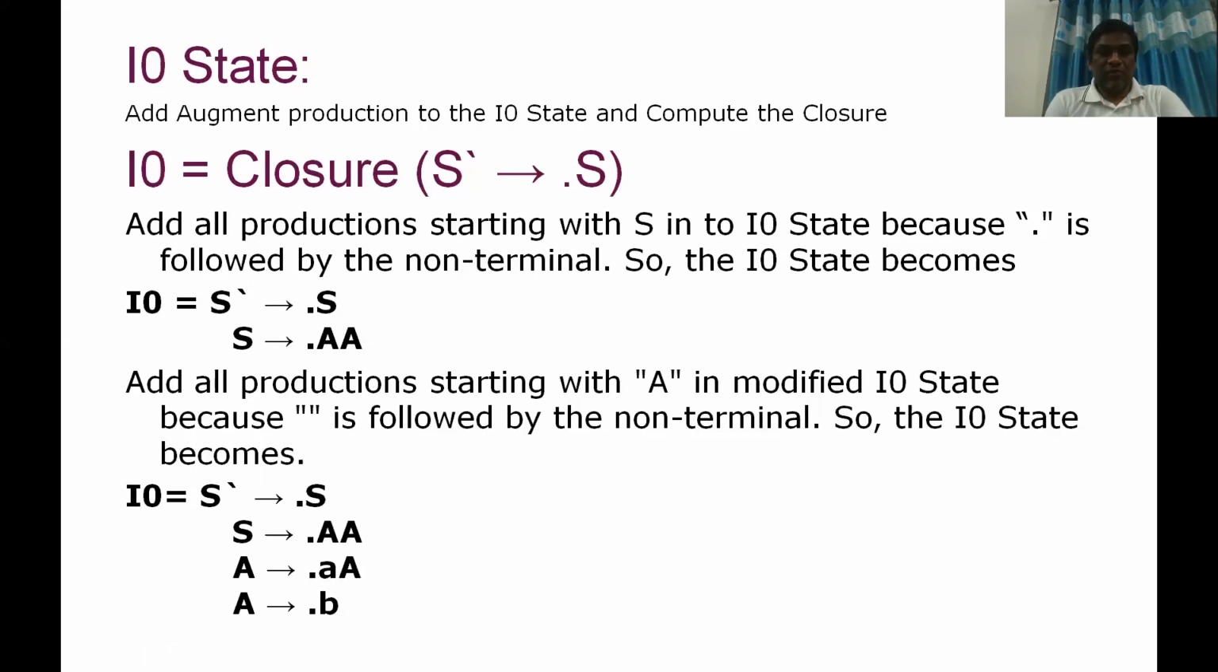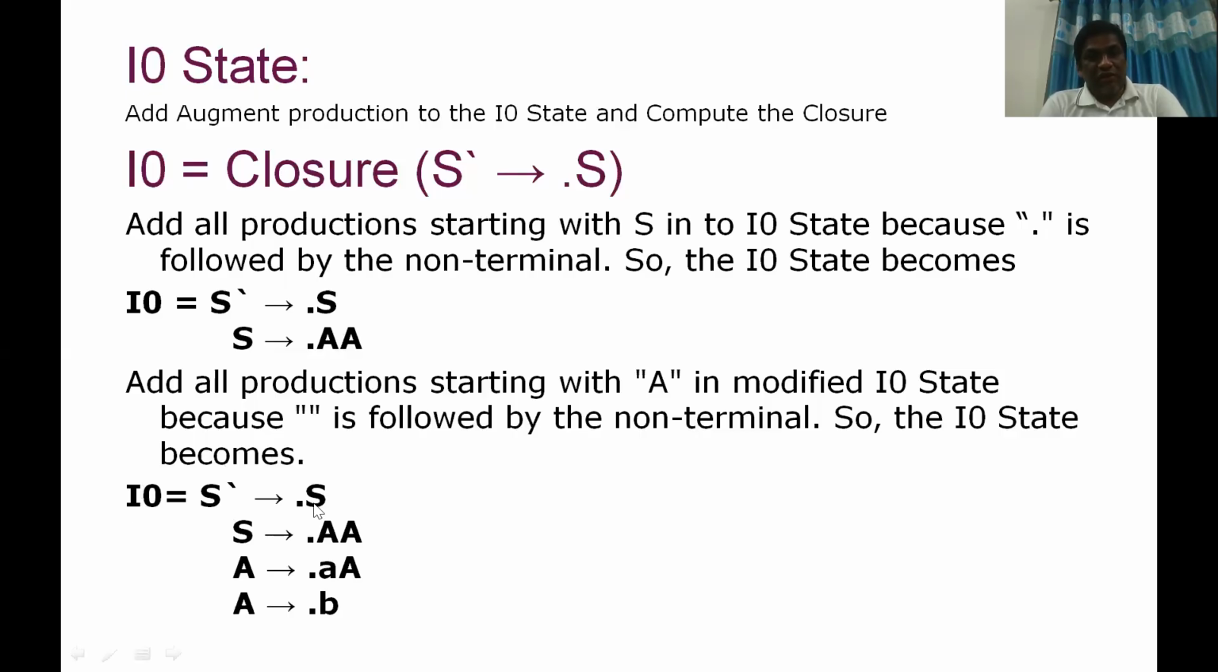Now let us generate the other states also. Once this part is completed, from I0 state we need to look at what happens if S is encountered. That will be I1 state. Then from I0 state, what happens if capital A is observed? That will become I2 state. So I0 on small a, I3 state. I0 on small b, I4 state.